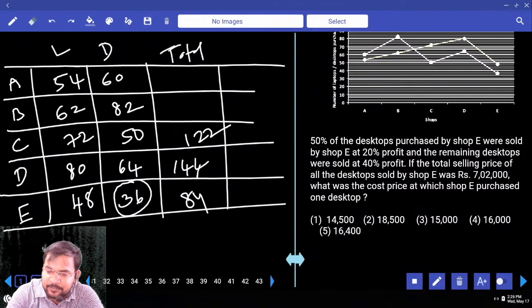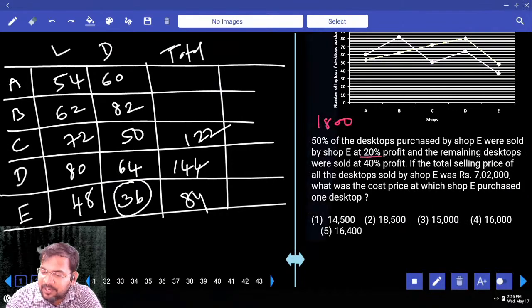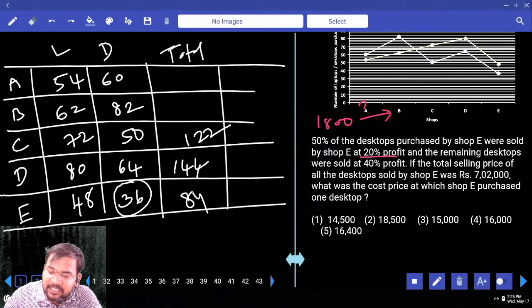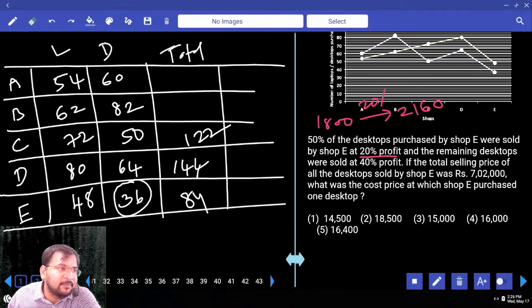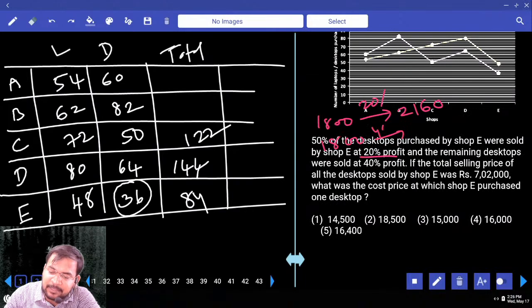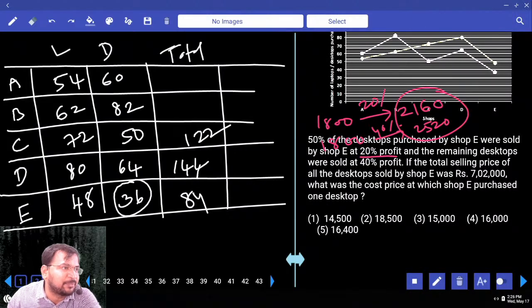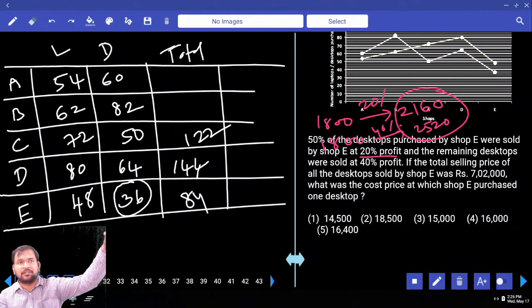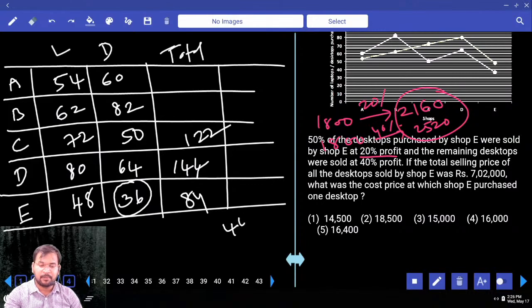So for example, each desktop is 100 rupees. Then 18 desktops is what? 1800. They sold at 20% profit. 20% is nothing but 360. 360 plus 1800, 2160. Are you clear? Next, remaining 1800 at 40% profit, 40% is nothing but 720. 720 plus 1800, 2520. This is the total selling price according to our 100 assumption. How much? 4680.